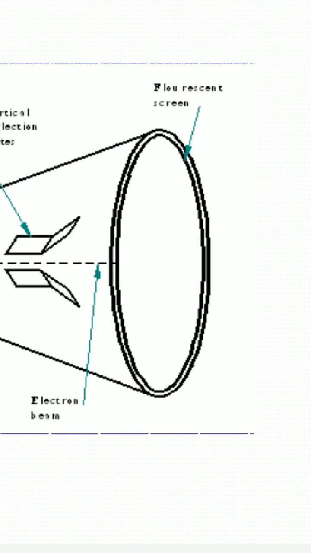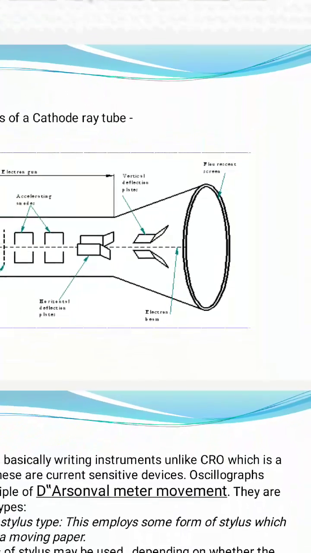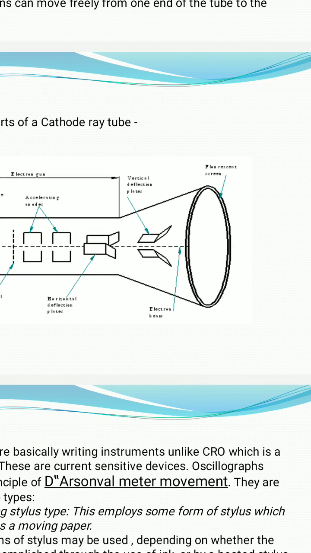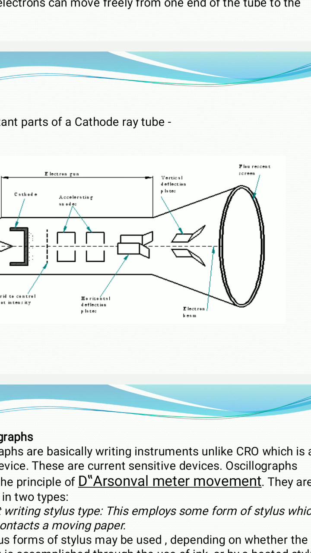It falls on the screen. This screen has a phosphor coating from inside. As soon as the electron beam falls on the phosphor coated screen, the point at which the beam falls starts glowing. Glowing means shining. The point where the beam falls on the screen starts shining. Correct? Now, what is the function of these vertical and horizontal deflecting plates, or the deflector system?